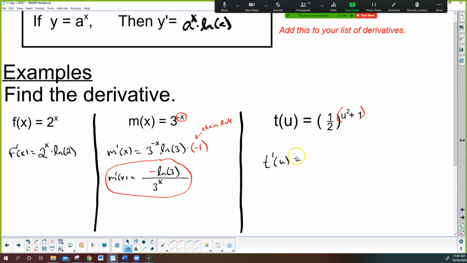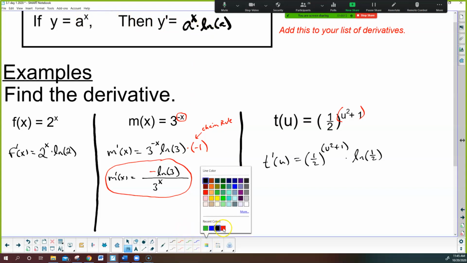So T prime of u is going to be itself, a of x, or 1/2 to the power of, and then we're going to keep the inside. Then we're going to multiply by the natural log of the base. So all of this stuff that I wrote first is just applying the rule for this derivative. I didn't even think about the chain rule yet.